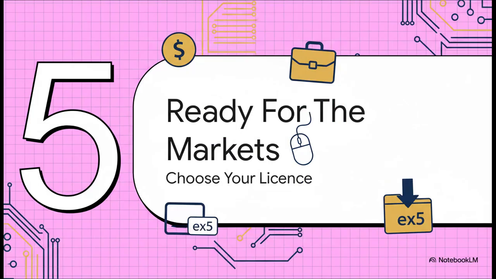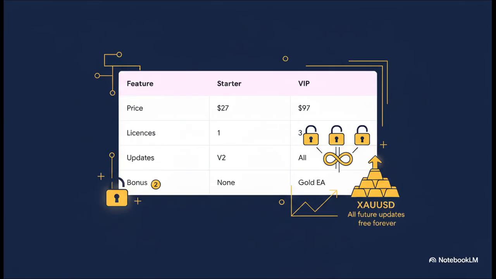Finally, Section 5. Ready for the markets, choosing your path. So the documentation lays out 2 straightforward paths for licensing. You got the starter package for $27 that provides 1 live account license, the current V2 update, and standard support. Meanwhile, the lifetime VIP tier for $97 includes 3 live account licenses, all future updates for free, and a really cool bonus EA optimized specifically for Gold or XAUUSD. The developers position this VIP package as the go-to option for anyone looking to diversify their automated trading portfolio.